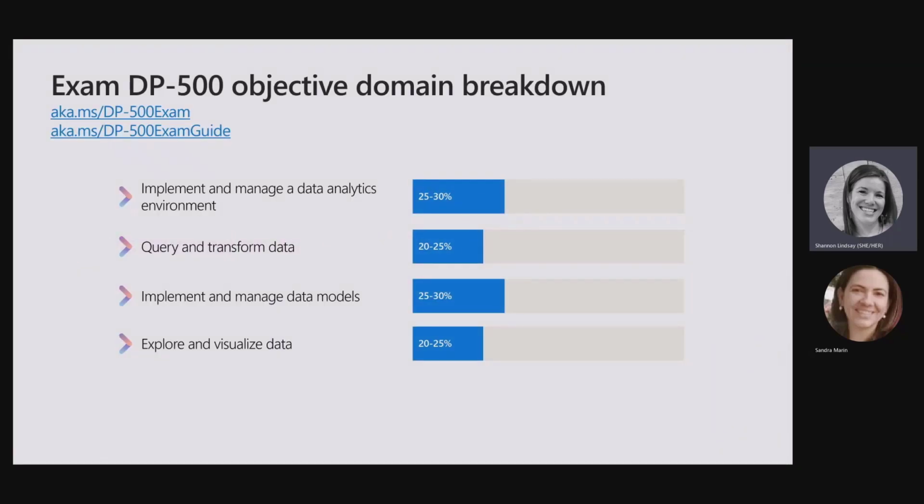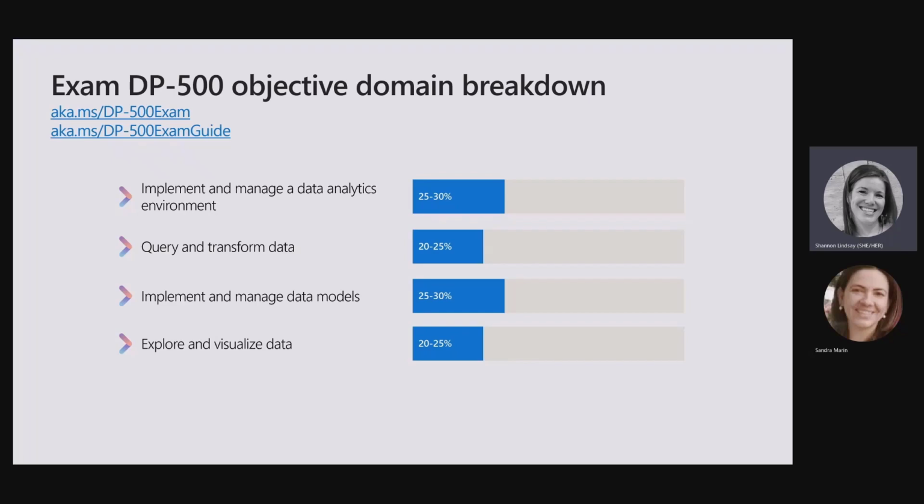So here we go. As Sandra mentioned, we have 4 major groups of skills that we are covering on the exam and in the course. So we are talking about implementing and managing a data analytics environment. We're talking about querying and transforming data, implementing and managing data models, and exploring and visualizing data.